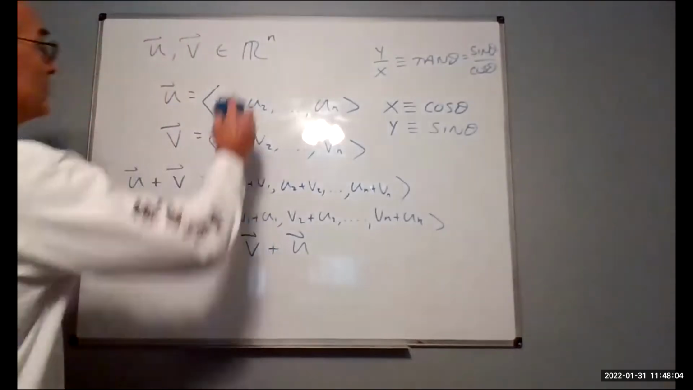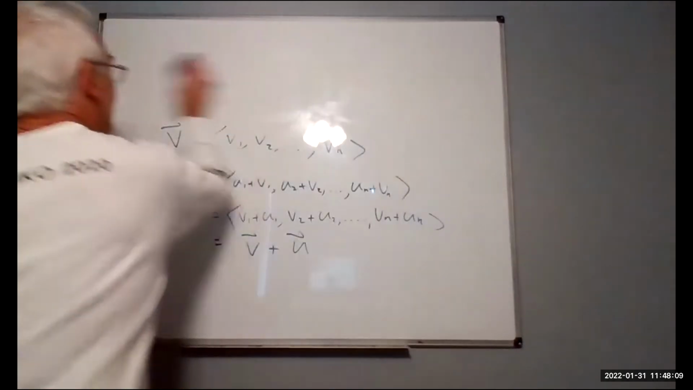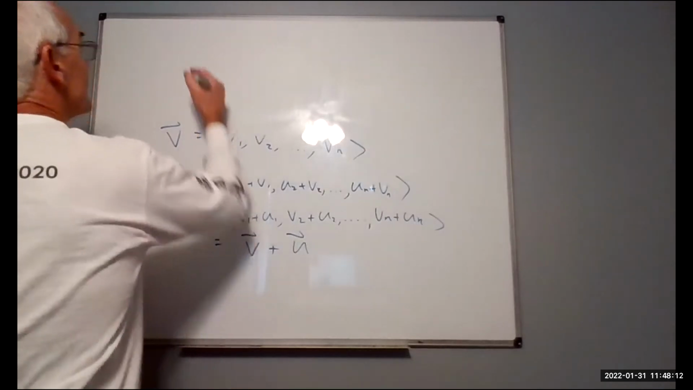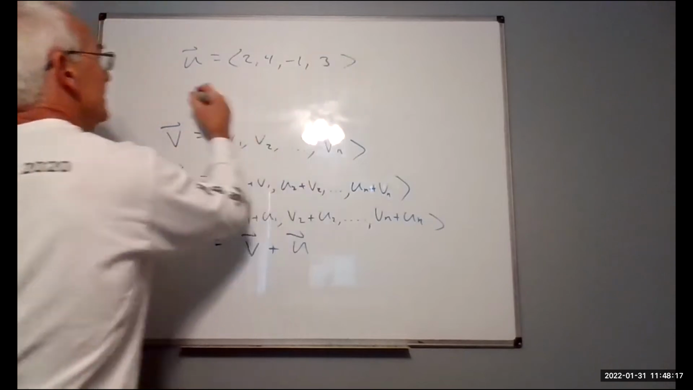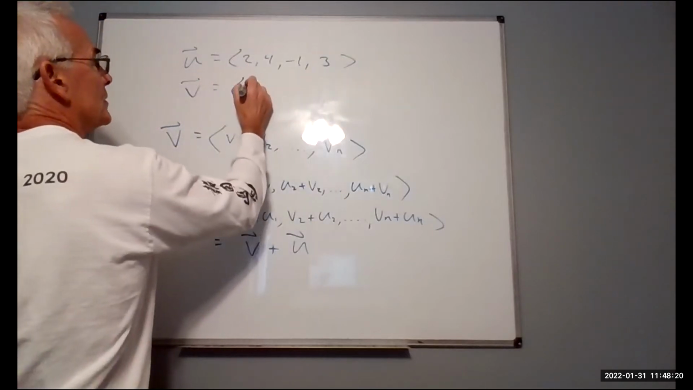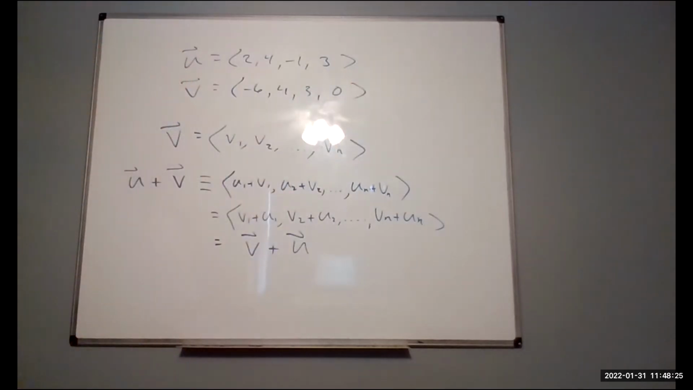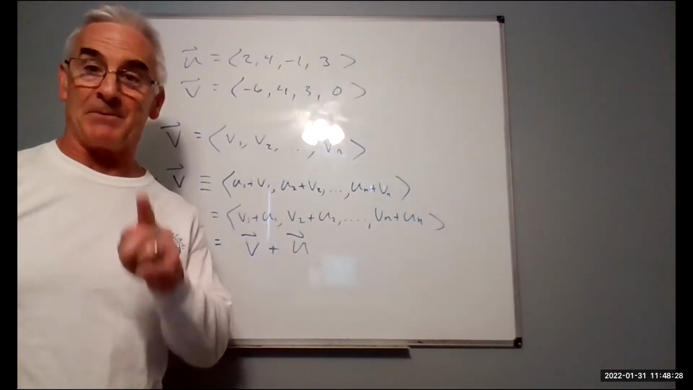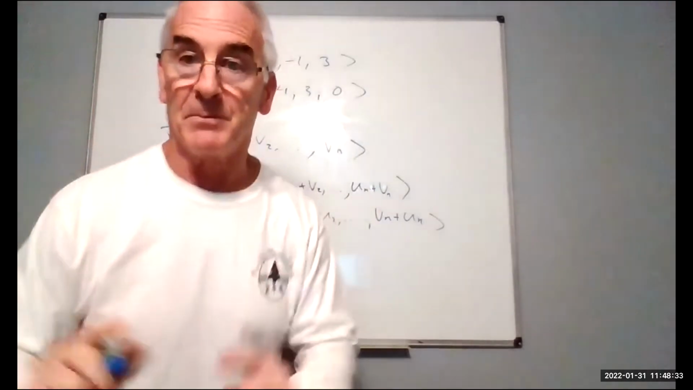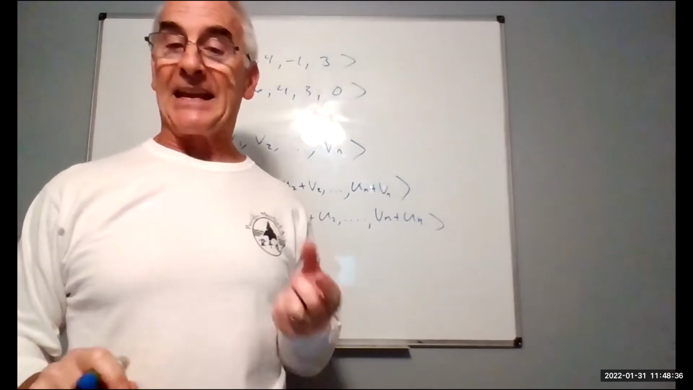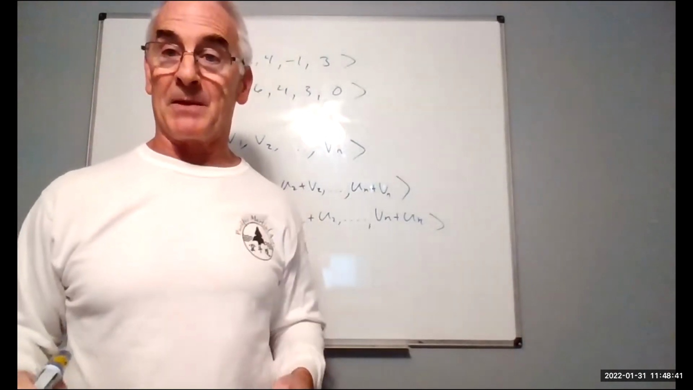So let's use simple numbers. I've got vector u is (2, 4, -1, 3). Vector v is (-6, 4, 3, 0). Now notice, first of all, both vectors are in the same dimension. The first rule of vector addition is your vectors have to be in the same dimension. I cannot add a 2-dimensional vector to a 4-dimensional vector. There's no meaning.